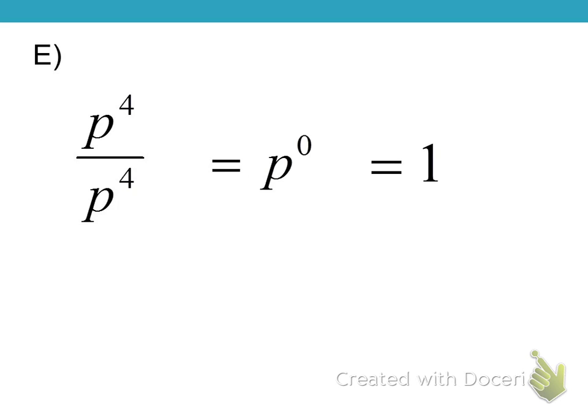Perfect. Yes. P to the 4th over p to the 4th. Any number over itself is just the number 1. If you want a middle step, the way we've been doing it, 4 minus 4 is 0, and anything to the 0 power is the number 1. Questions on that? Don't put 1p, don't put p to the 1st. It's the actual number 1. Questions?